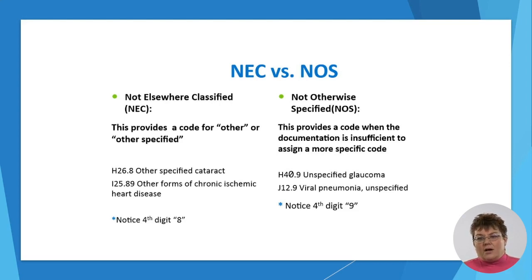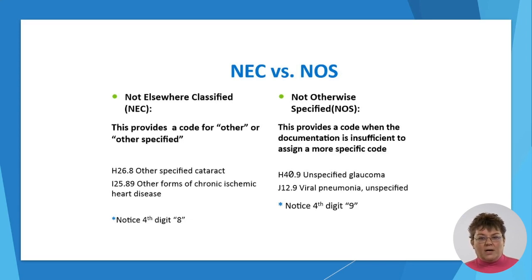NEC versus NOS. NEC is not elsewhere classified, and NOS is not otherwise specified. The big difference: NEC, not elsewhere classified, means the book did not have the specific disease or condition in there. Not otherwise specified means the documentation did not have enough information for you to assign a more specific code.